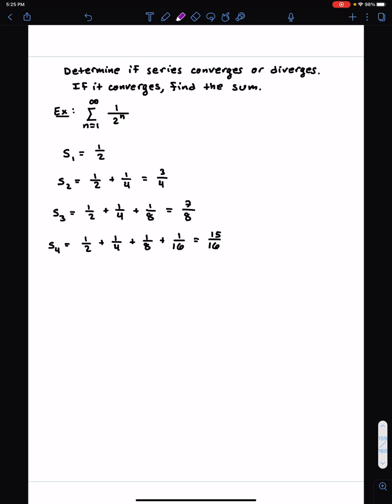And if I look at these terms, 1/2, 3 over 4, 7 over 8, and 15/16, I can generate the nth partial sum. So the nth partial sum, it's clear that the numerator is 2 to the nth power minus 1. And the denominator is 2 to the nth power.